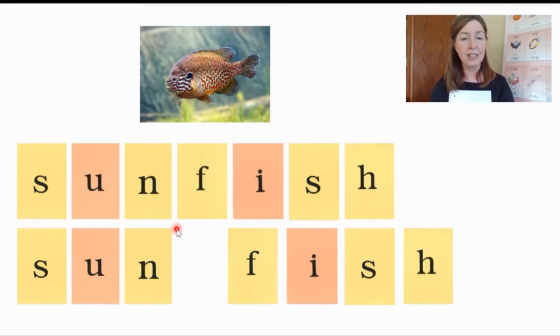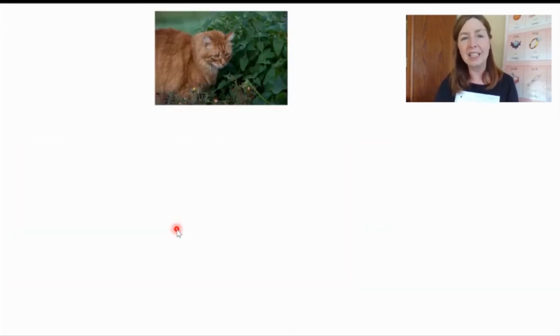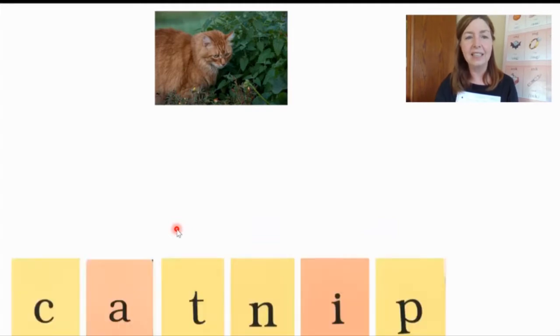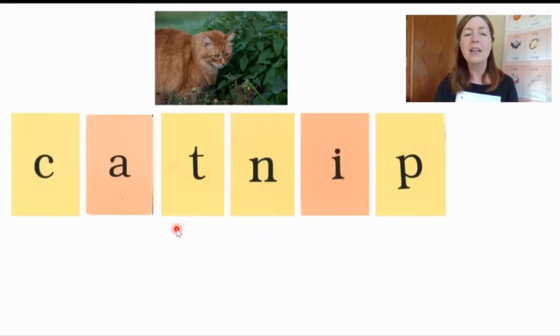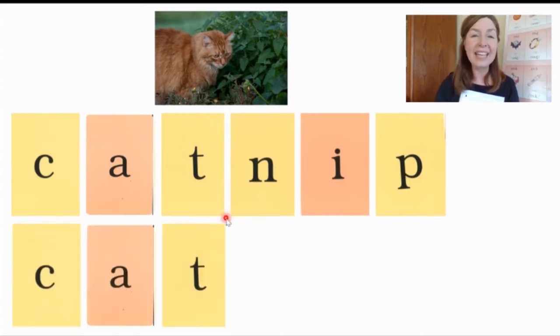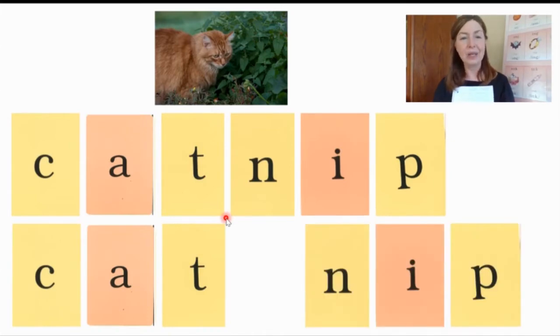Sun, fish, sunfish. This is catnip, a plant that cats like to eat. Here's our word catnip. First off, we have to find the vowels. A and I. We notice those vowels are separated. There are 2 consonants between the vowels. So where will we break this word apart? That's right, between the T and the N. So we have cat, nip. Say the 2 parts as you touch your frame. Cat, nip, catnip. Good job.